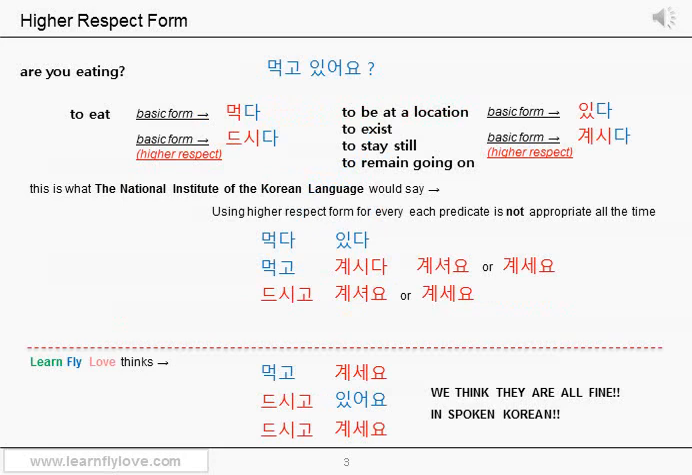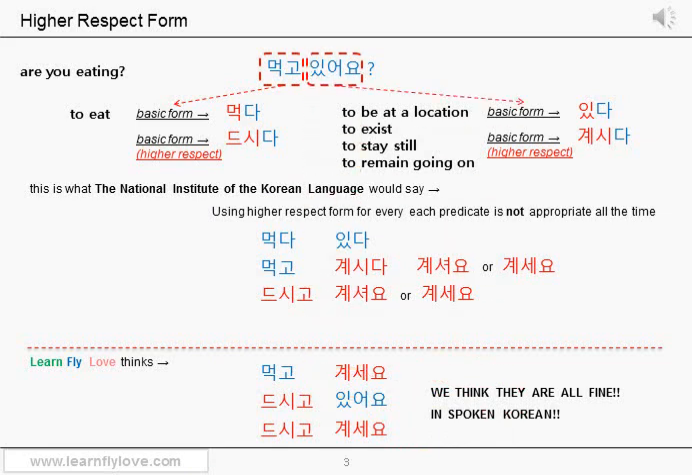Let's see the first sentence. Are you eating? It's in the present continuous tense and we use the verb eat. How do you say this in Korean? Yes, 먹고 있어요? More specifically speaking, this is the translation of the are eating part. This part consists of two predicates, 먹고 and 있어요.